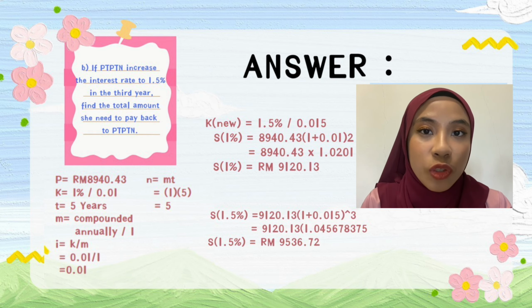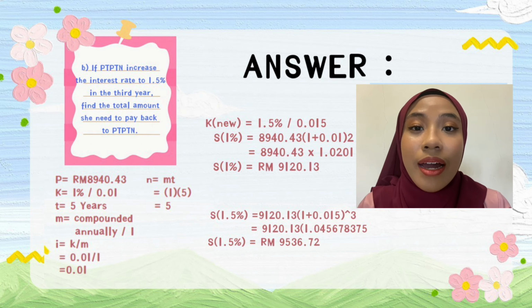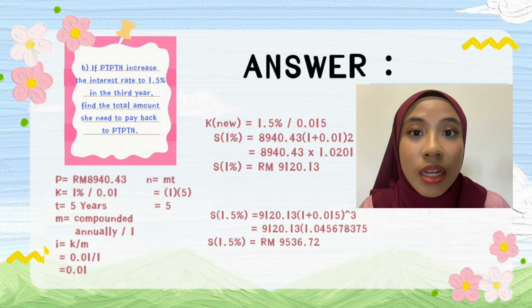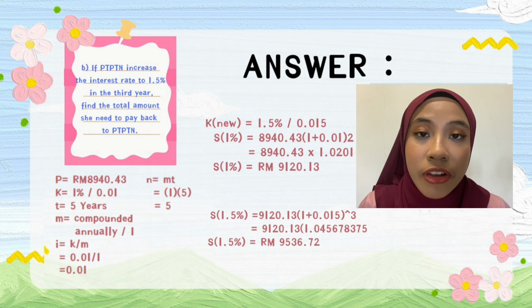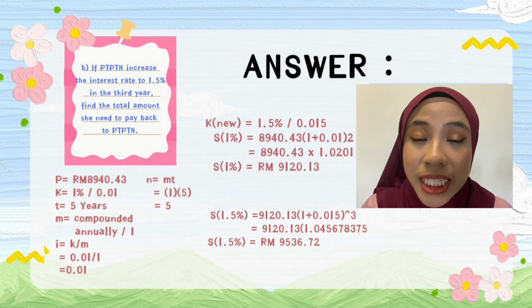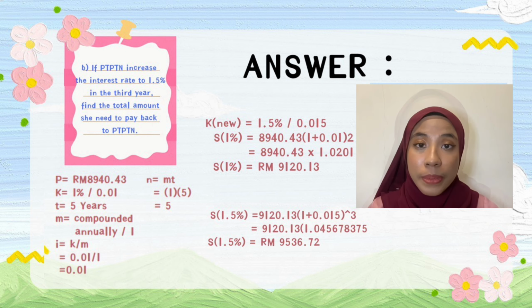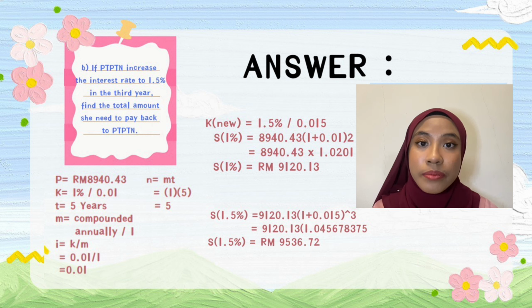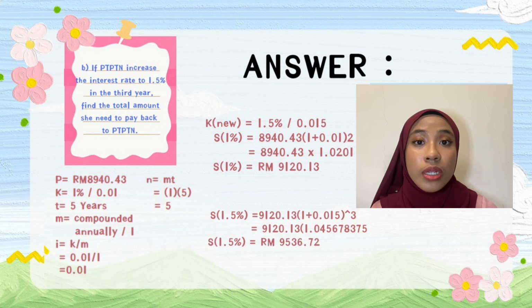So, we proceed to the next question, which is Chapter 3, Compound Interest. If PTPTN decided to increase the interest rate from 1% to 1.5% in the third year, find the total amount she needs to pay to the PTPTN. Based on the question, we have to calculate the amount that Cik Wan needs to pay to the PTPTN.